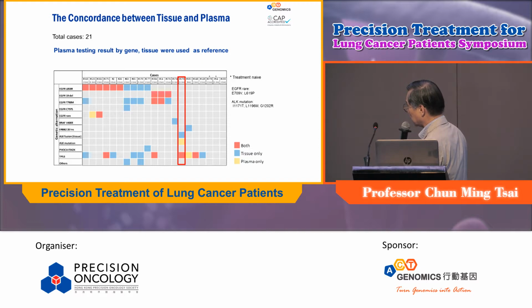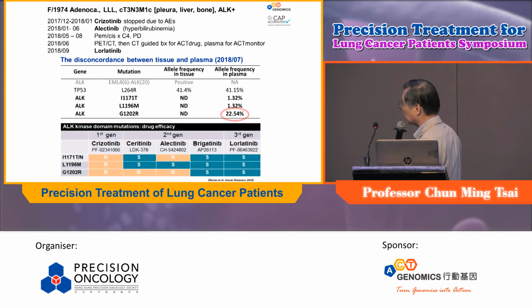And only a few patients have both tissue and plasma, but the gene detection is in the plasma, for example, ALK mutation. This case is very interesting. This is an ALK patient. The ALK transformation was detected in tissue, but the acquired mutation was detected in plasma, and the P53 was detected in both tissue and plasma.